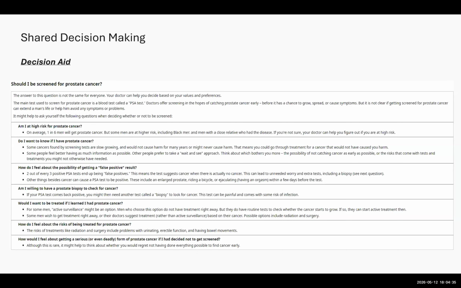I'll just read through one of the questions, a typical question. Am I at a high risk of prostate cancer? And then the answer is, on average, 1 in 6 men will get prostate cancer, but some men are at a higher risk. And this is where you go into the risk factors, including Black men and men with a close relative who had the disease. So if you're not sure, your doctor can help figure out if you're at high risk. And you use it as a tool to guide the patient.